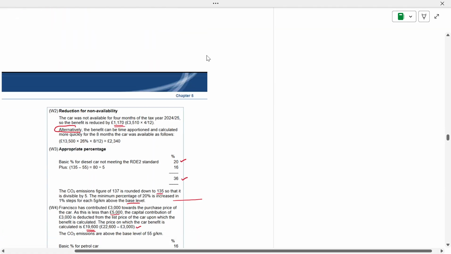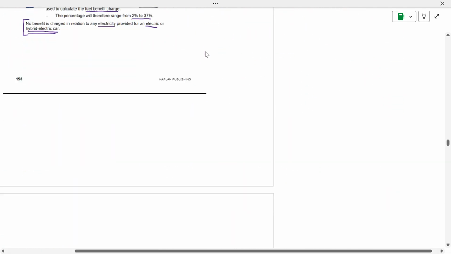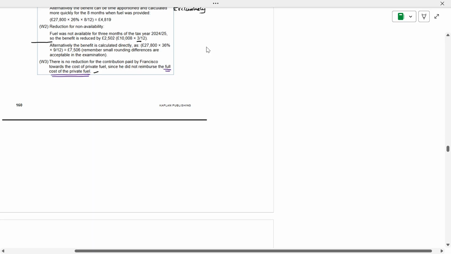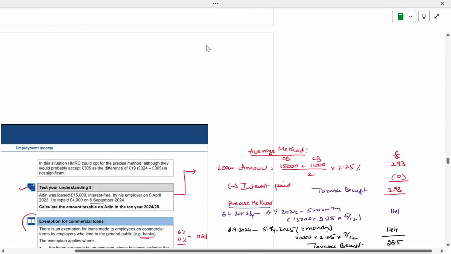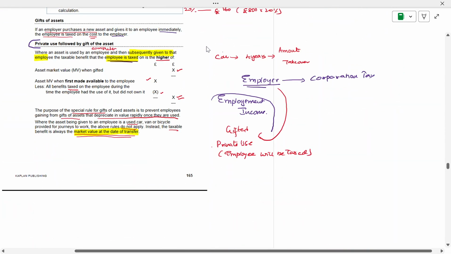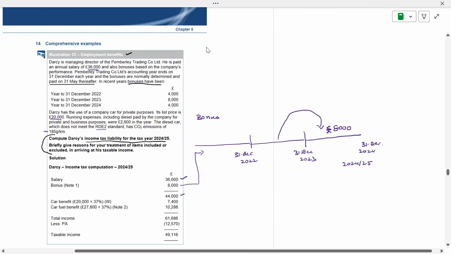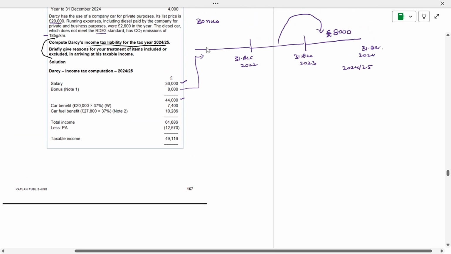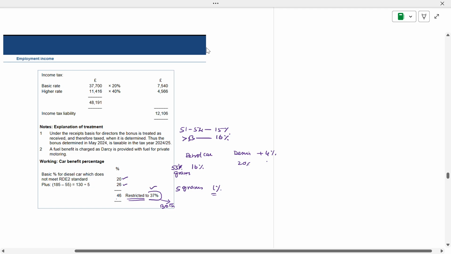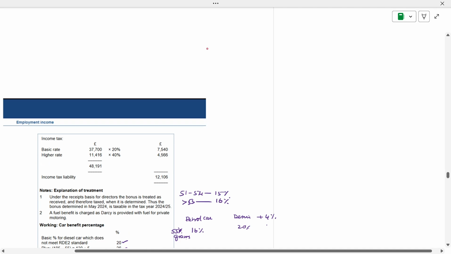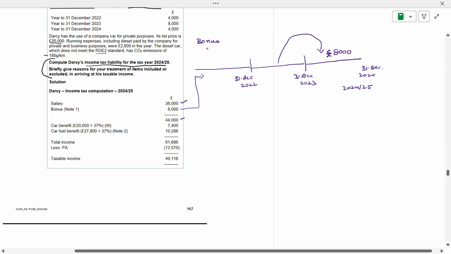Just work on this. We will cover this. Many instances will be there where we are covering this part. That is the reason they have done this. This is the car benefit, for 37%. Now what they have said, they have provided the car, they have provided the fuel.